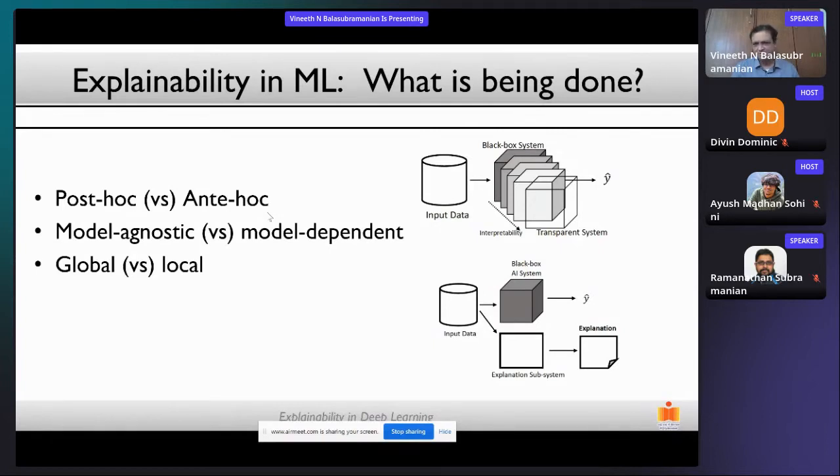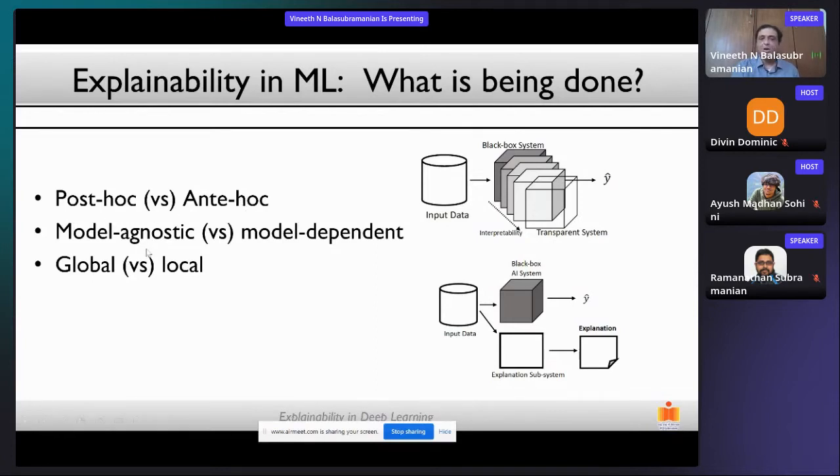Generally, ante hoc methods are more interpretable than explainable, because you directly learn those relationships between input and output. An example of ante hoc methods could be a decision tree, because while learning the model itself, the rules explaining the decision become evident as part of the model building itself. That's the reason why they're called ante hoc methods.